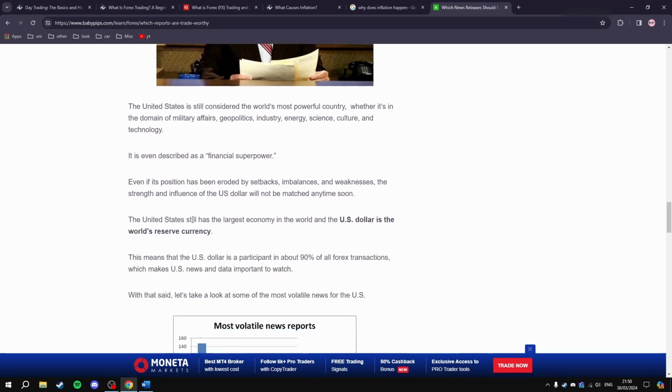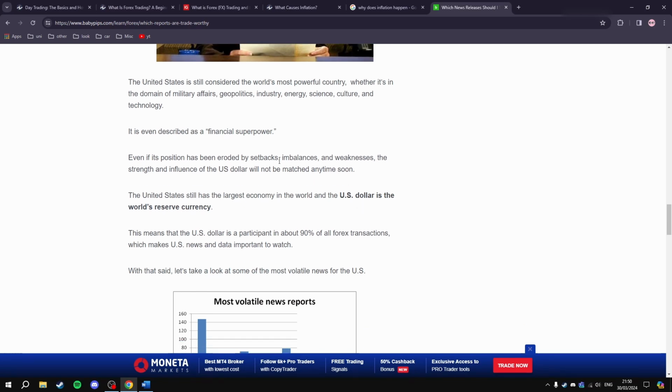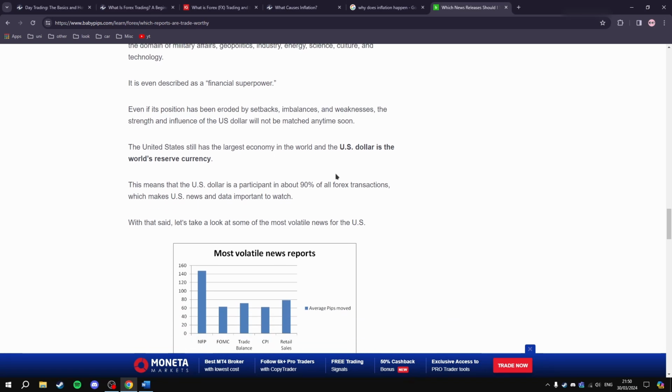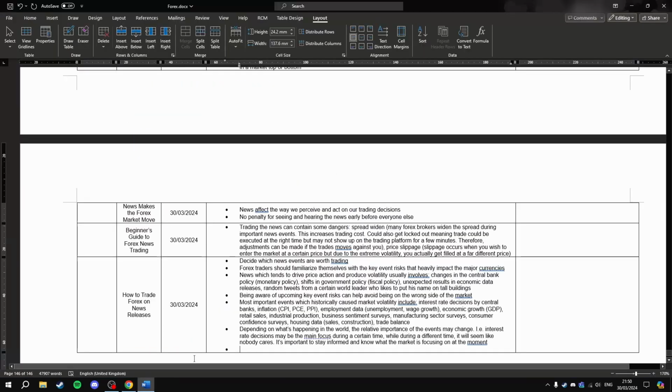The United States still has the largest economy in the world, and the US dollar is the world's reserve currency. This means that the US dollar is a participant in about 90% of all Forex transactions, which makes US news and data important to watch.